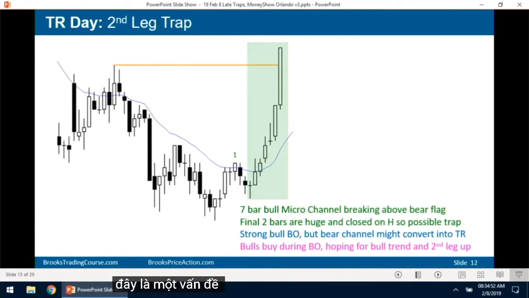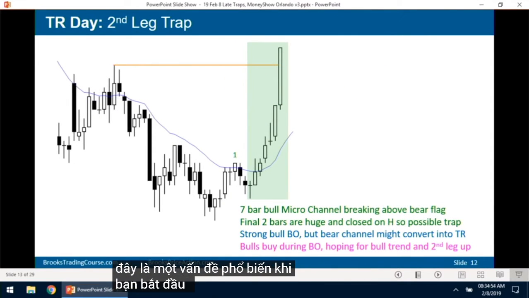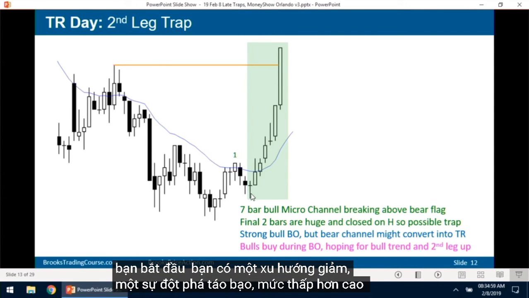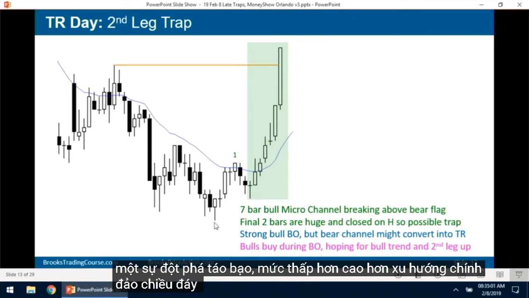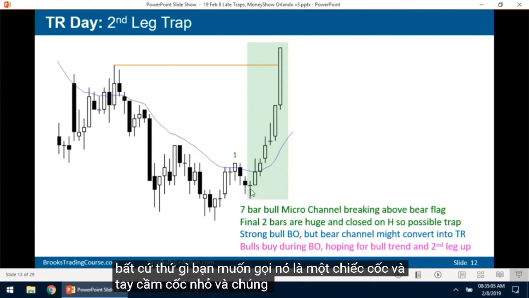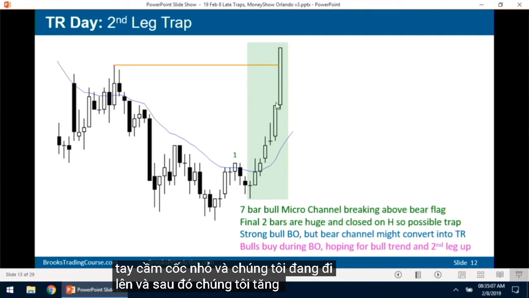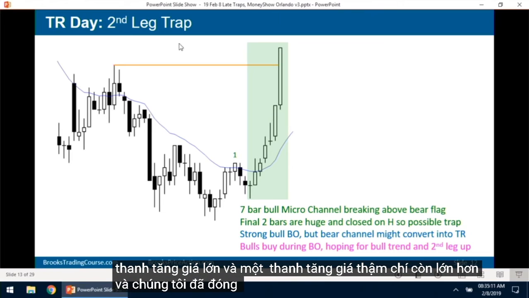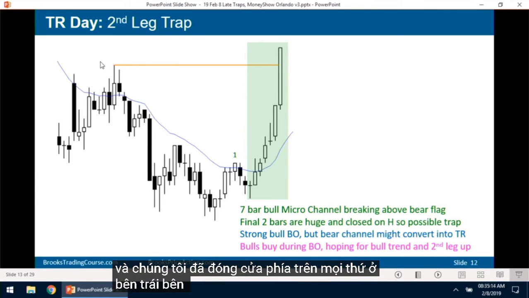This is such a common problem when you're starting out. You've got a bear trend, a bull breakout, a higher low major trend reversal, a double bottom pullback, whatever you want to call it, cup and handle, small cup and handle, and we're going up. And then we accelerate up. We have a big bull bar and an even bigger bull bar, and we closed above everything to the left, right? But what does the follow-through look like?